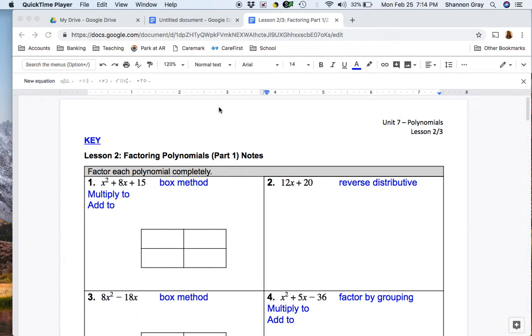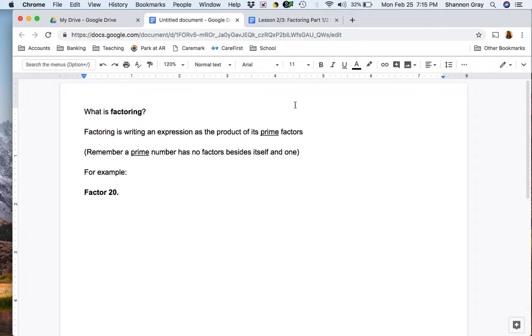Before we get started with this, I do just want to cover something real quick. So I'm going to go to this other tab and then I'll hop back over there.